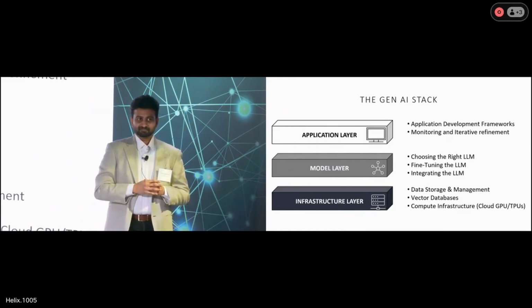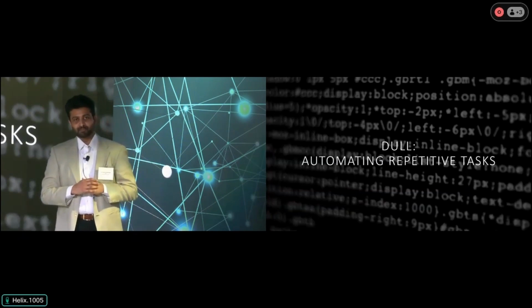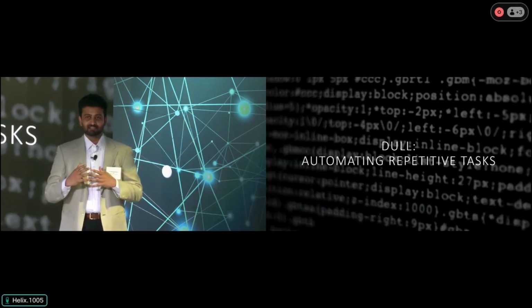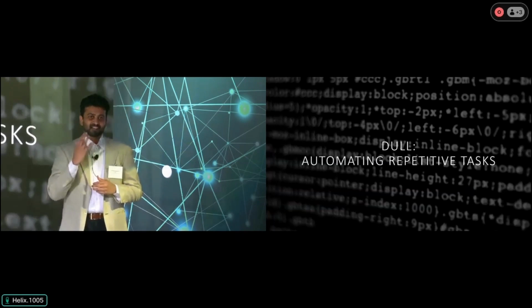Next slide. So we'll start off with the first D, which is the dull tasks. What I mean by that is how do you automate repetitive tasks, and these are generally in the category of what Gen AI is really good at today. Next.